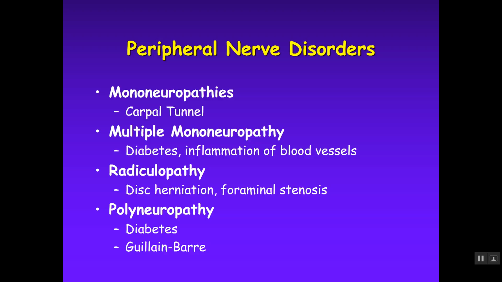Once it starts to go out and branch into its final peripheral nerve parts, then that becomes a mononeuropathy or polyneuropathy if you affect it there after it's branched off. But right where it's exiting out after those dorsal and ventral roots come together, that's a radiculopathy.